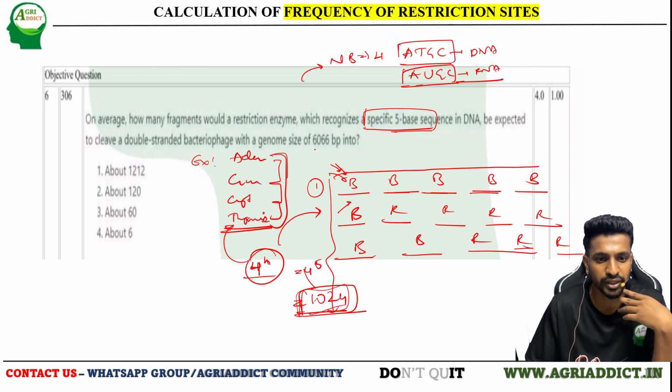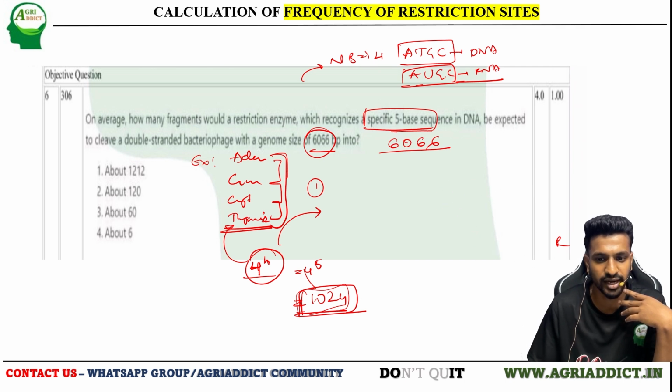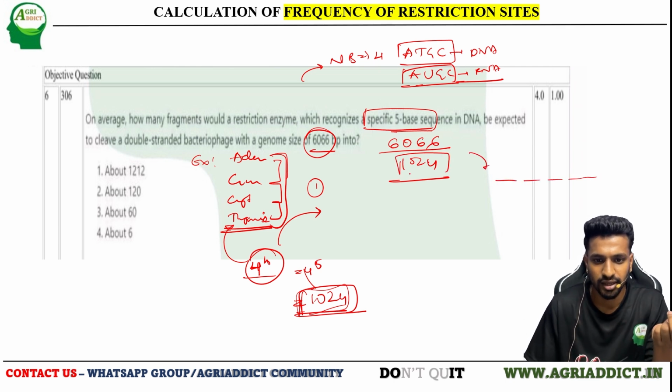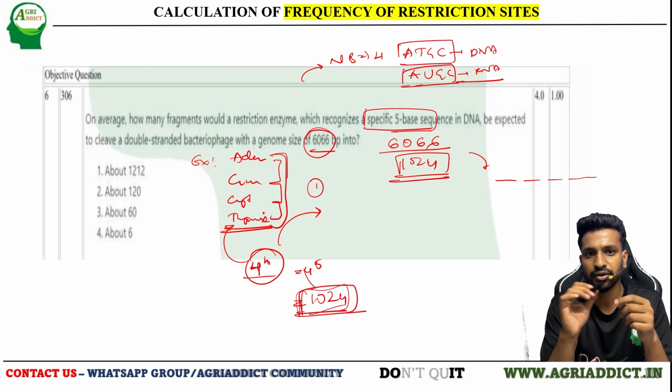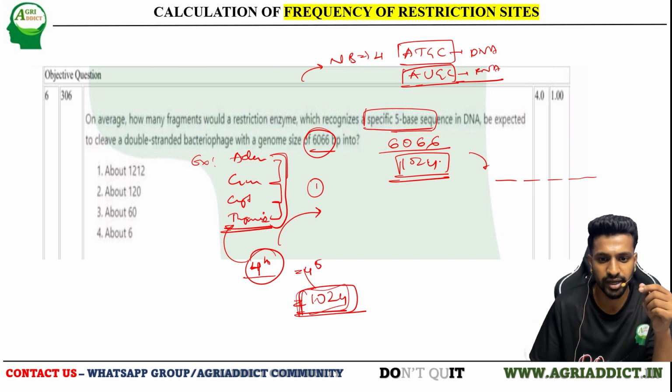But what is the total stretch of DNA I have? I have around 6066. If I divide this 6066 by 1024, then I will get the number of times the unique combination is repeated. That means out of 1024 possibilities, there will be only one of each unique combination, but in the 6066 how many will be there? That can be done by just dividing it.